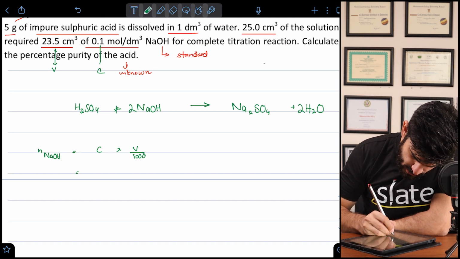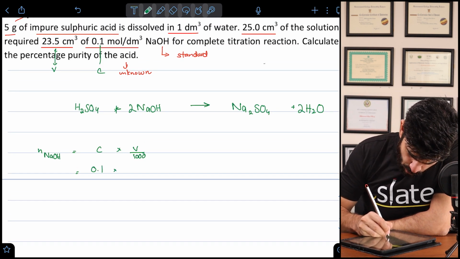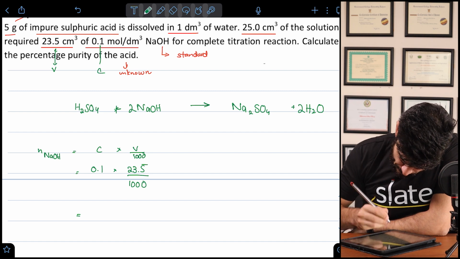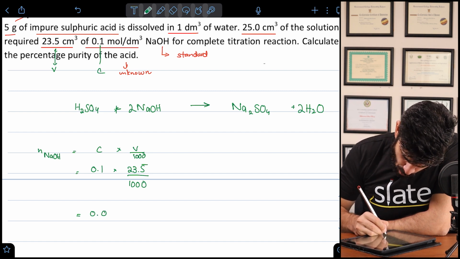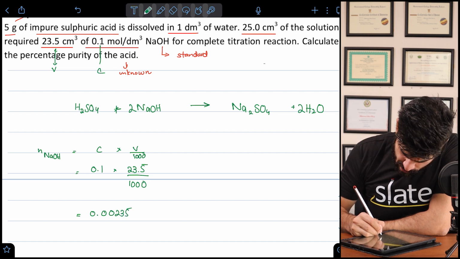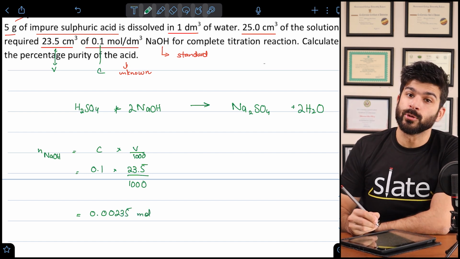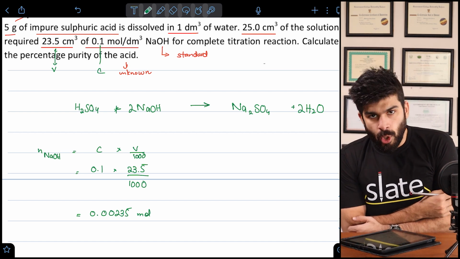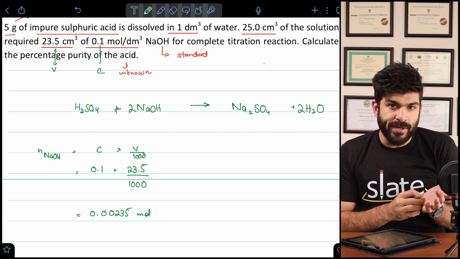So concentration is 0.1 and the volume is 23.5 divided by 1000. And that makes it a value of 0.00235 moles. The unit is very important, as I repeat. So students, we found the moles of NaOH. Now what can we do?